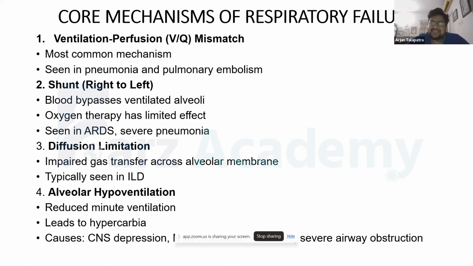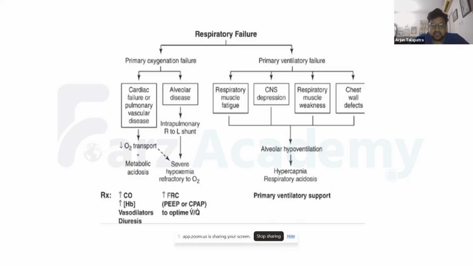Then there may be problems with diffusion limitation. This is basically an impaired gas transfer across the alveolar membrane, typically seen in ILD, where your membrane becomes impaired, right? And you can also have alveolar hypoventilation, where there is a reduced minute ventilation due to whatever cause. This typically leads to hypercapnia. CNS depression, certain drugs, and severe airway obstruction are common causes of alveolar hypoventilation, typically leading to type 2 respiratory failure. Right?